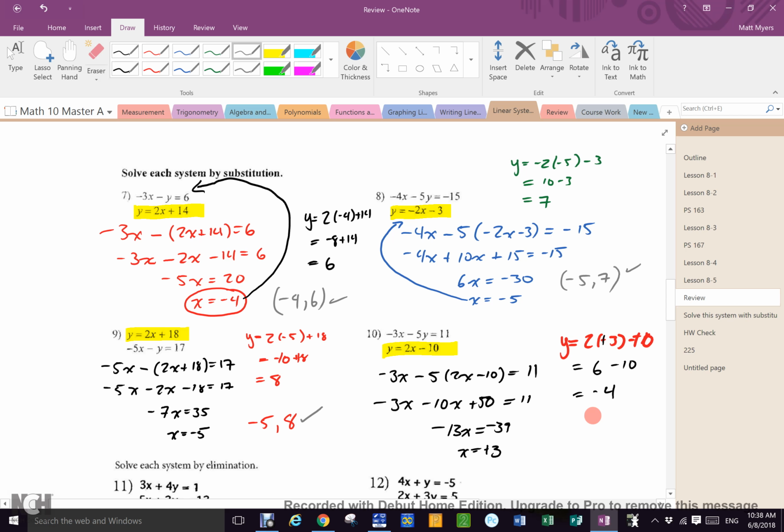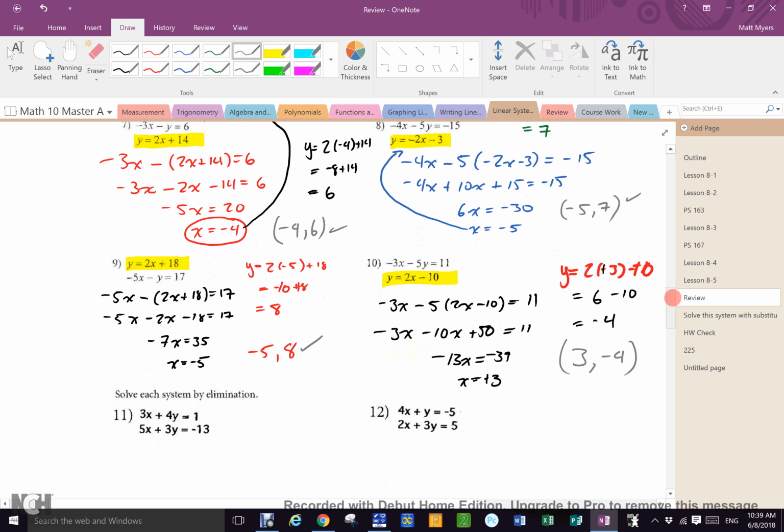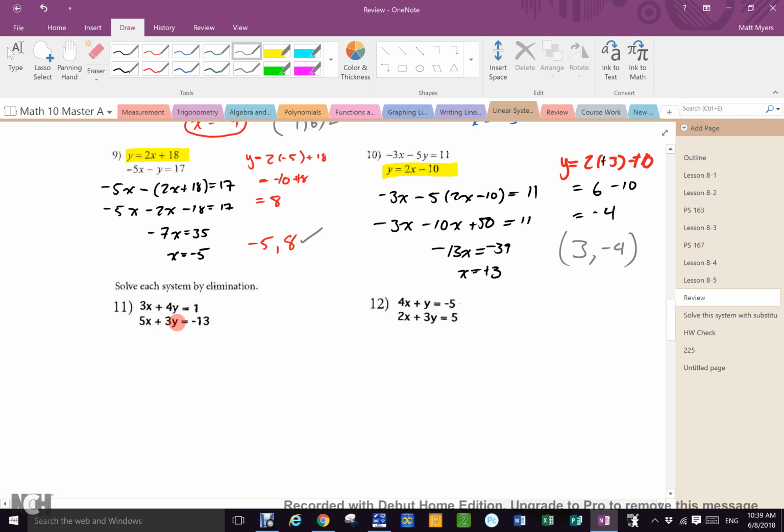Positive 3, negative 4. Everybody good? All right. Elimination. Which one of these are you going to... Can you work with either one of these as they are right now? No, because they're not the same value. So both of them need to change.